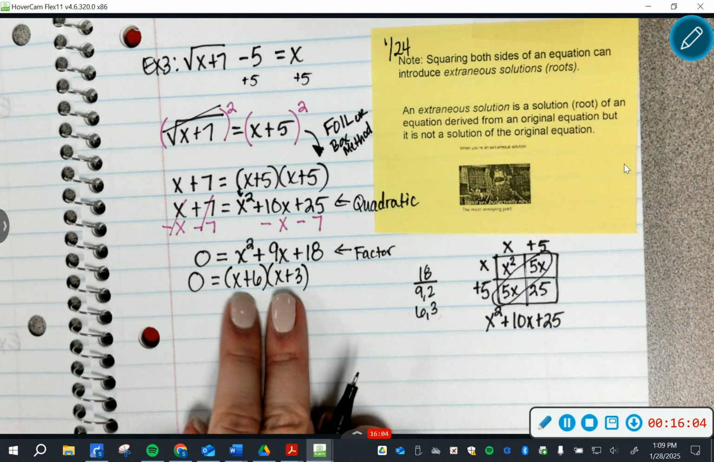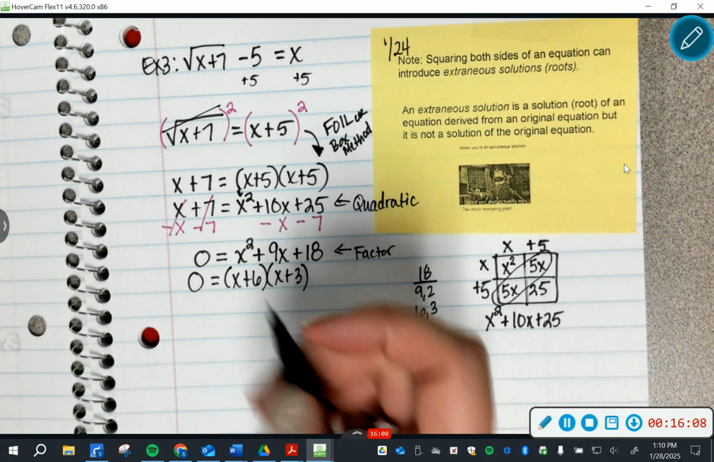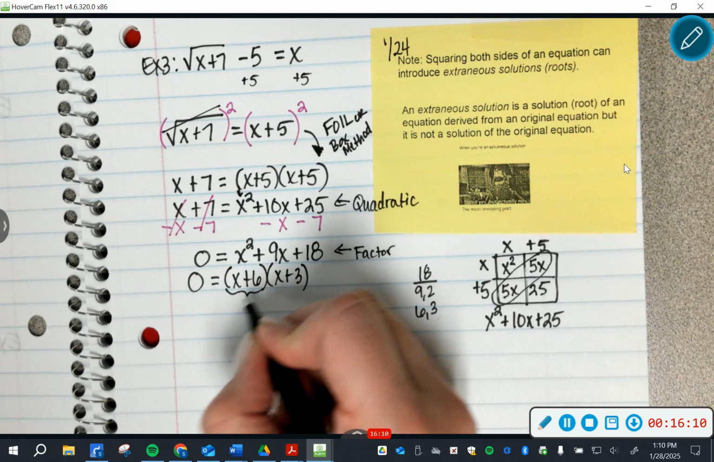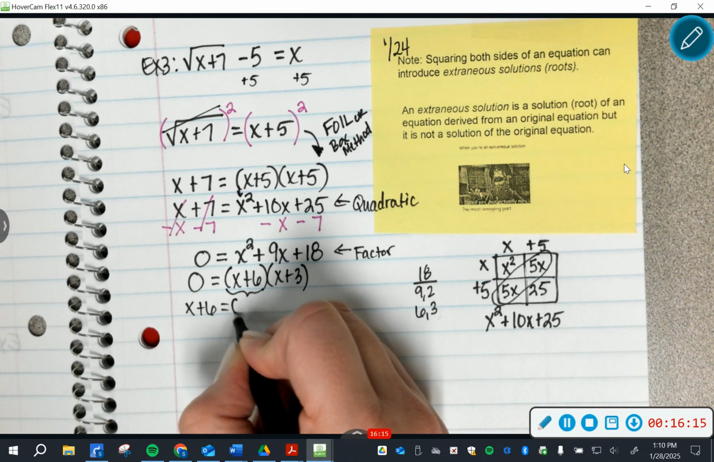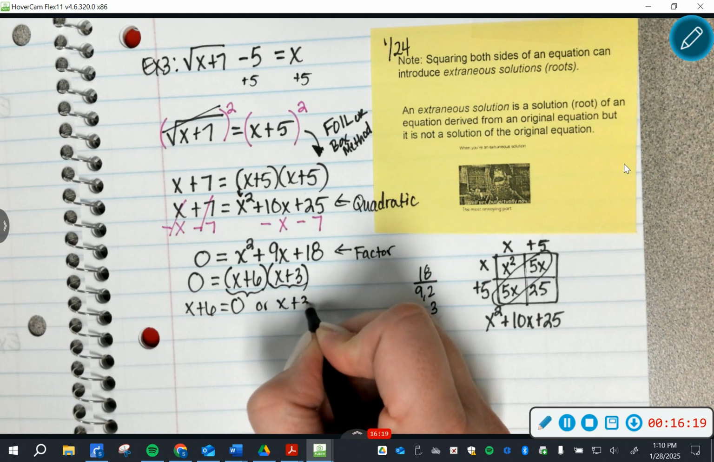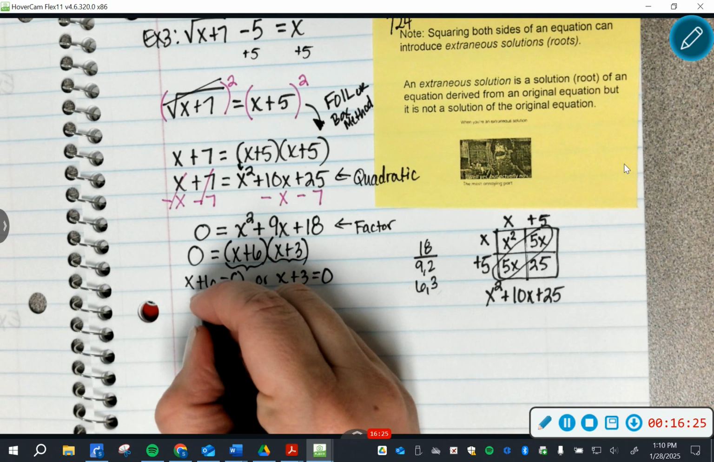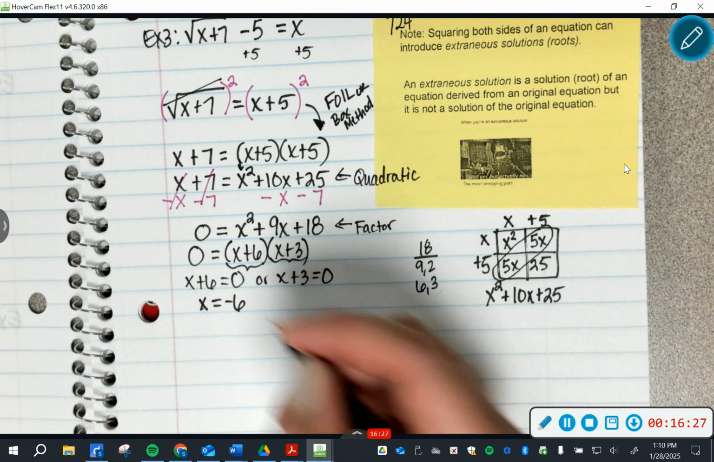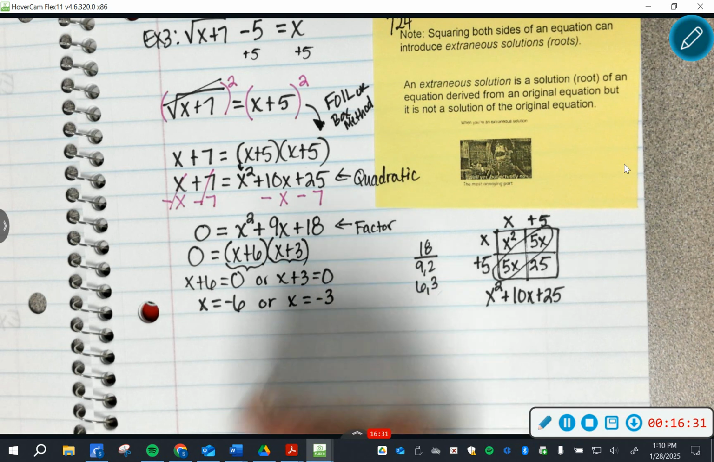Okay, now remember, these are the factors. They are not the answers. To get the answers, we would have to set each of these equal to 0. So I would set x plus 6 equals 0, or the other one, x plus 3 equals 0. So x would equal negative 6, or x would equal negative 3.